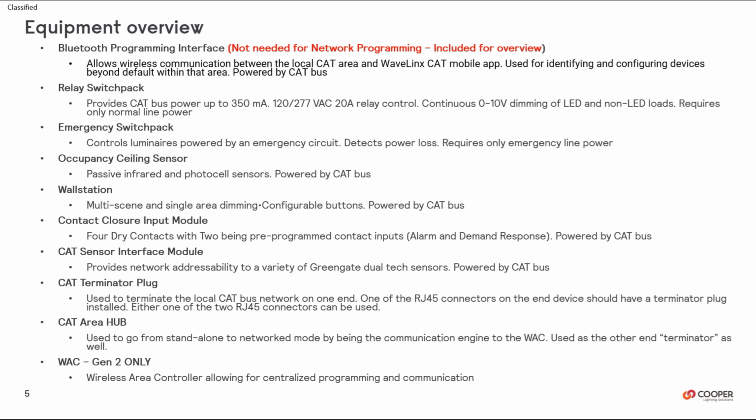The equipment we may encounter for a CAT network device includes a BPI, the Bluetooth Programming Interface. This is not needed for network programming, but it is included for overview. Normal powered relay switch packs, emergency powered switch packs, occupancy ceiling sensors, wall stations, contact closure input modules, CAT sensor interface modules, the CAT terminator plug, the CAT Area HUB, and the WAC Gen 2.